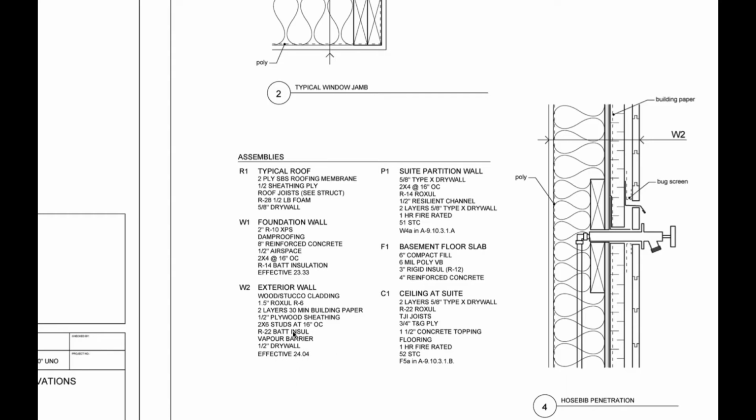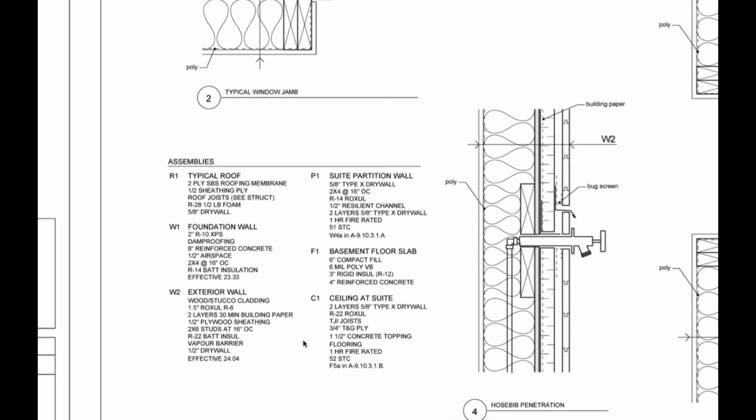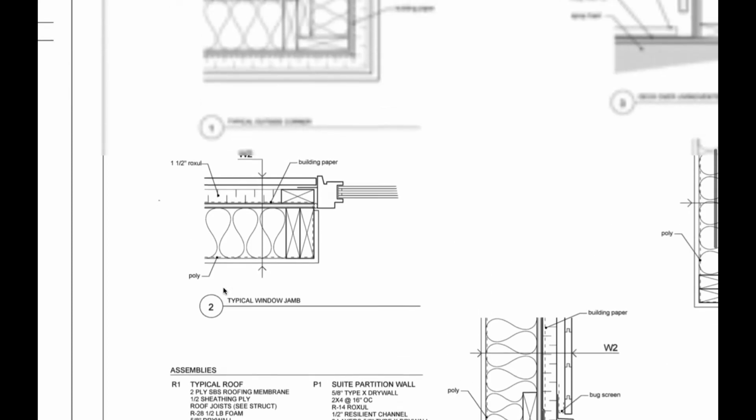And then they give you an estimated R value, which is great. Then they add them all up and they figure out what the total R value of the assemblies are. Yeah, W1 was the concrete. That's good to know.